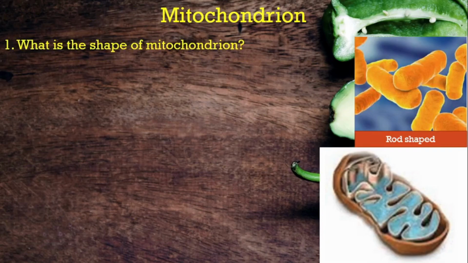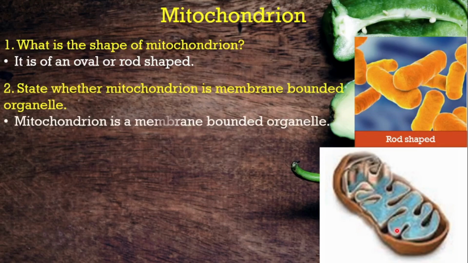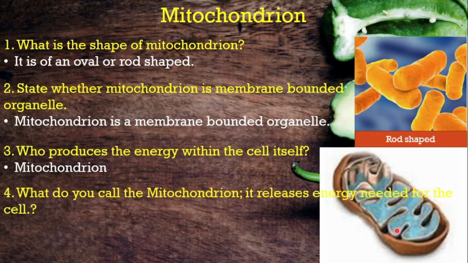Mitochondria. What is the shape of mitochondria? It is of an oval or rod shape. State whether mitochondrion is membrane bounded organelle. Yes, mitochondrion is a membrane bounded organelle which produces energy within the cell itself. Mitochondrion. What do you call the mitochondrion? It releases energy needed for the cell, the powerhouse of the cell.